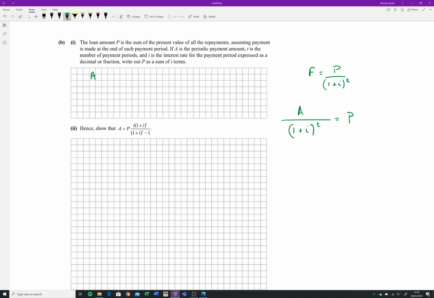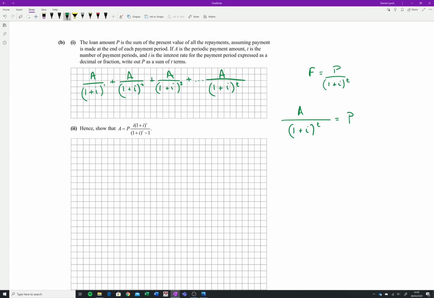Okay, so that very first payment, let me see, what were they actually asking? Write out P as a sum of T terms. So we'll say the first one is A over 1 plus i, and it's to the power of 1. The next one is A over 1 plus i squared, A over 1 plus i to the power of 3, and so on and so forth, all the way up to that final payment, which will happen in T years.